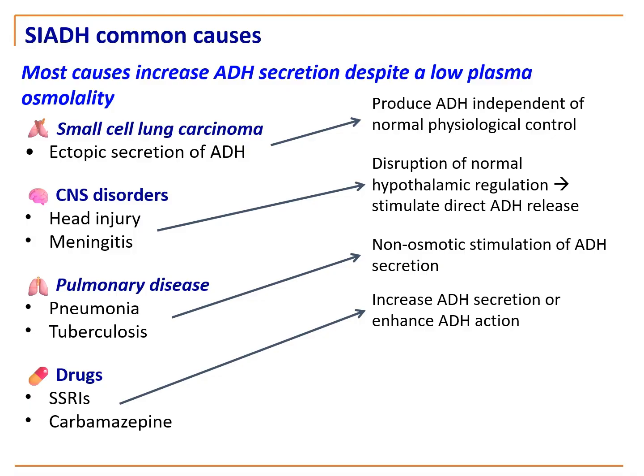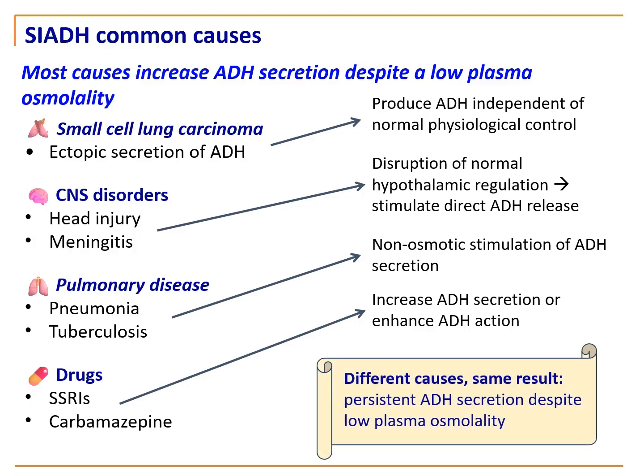The key point about whatever the actual cause is that you get different causes but the same result: persistent ADH secretion despite a low plasma osmolarity. Like I said, the way I tend to remember this is head and chest and then drugs, and that's what's showing there as the most common causes.